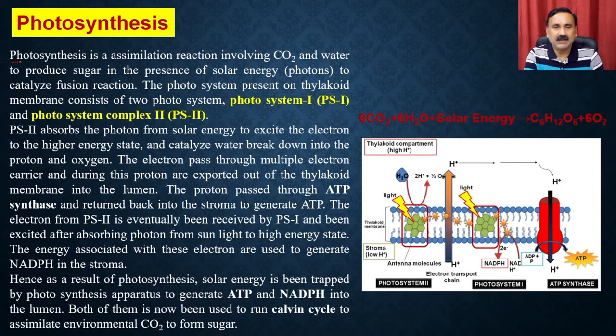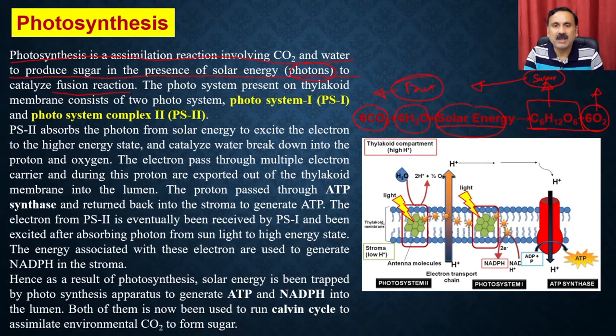So photosynthesis is an assimilation reaction involving carbon dioxide and water to produce sugar in the presence of solar energy or the photons to catalyze the fusion reactions. So this is the typical photosynthesis reaction where you have the carbon dioxide, water, and then you also require the energy from the sun, and that is going to be combined to give you the sugar, and it is also going to give you the oxygen. So that sugar can be utilized by the plants for their own growth, and as well as this sugar can be stored in the form of fruits, which other animals or other organisms are going to consume.